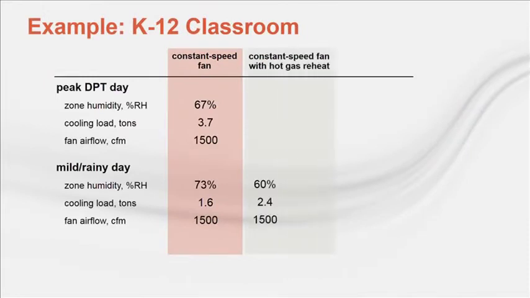In order to limit space humidity to 60%, a constant volume system with hot gas reheat will overcool the air to dehumidify it, and then reheat it to prevent overcooling the zone.